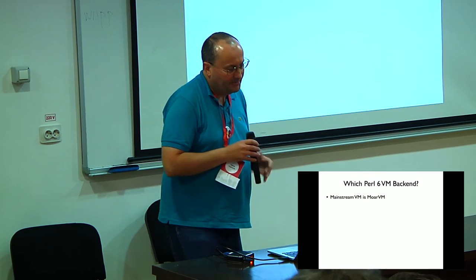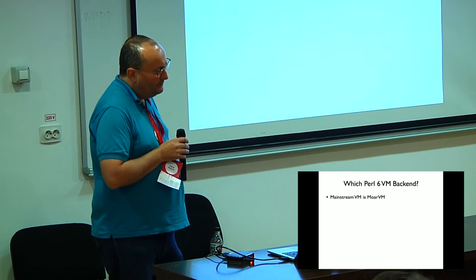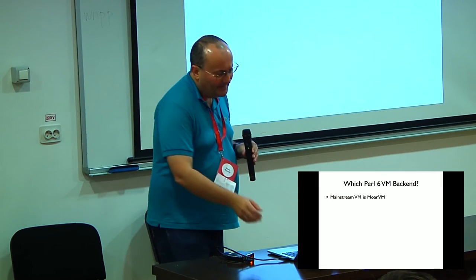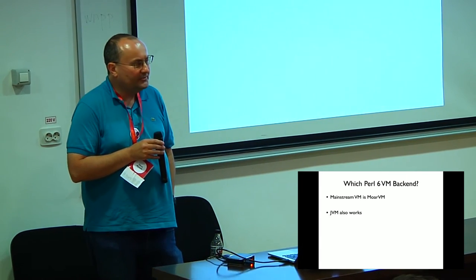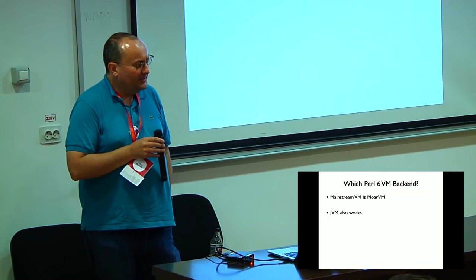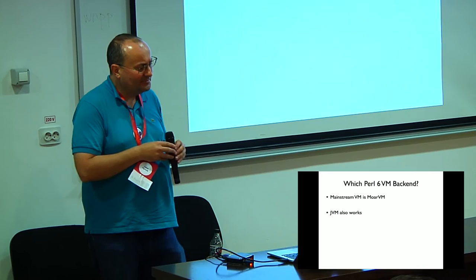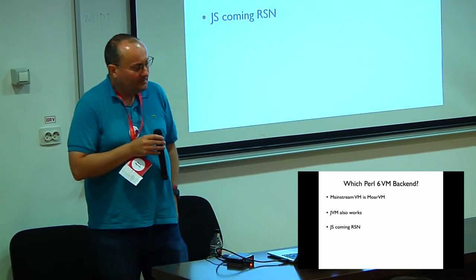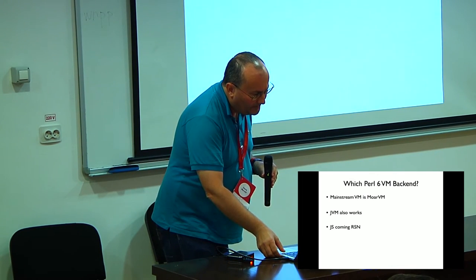So which Perl 6 VM backend? The mainstream one is MoarVM. Most of the optimization work has been done using MoarVM, and that's generally the one I'm going to use. There's also a backend which is based on Java, which is the JVM, and I've included one benchmark, but really for most things the Java one is noticeably slower. There's a JavaScript backend coming soon, but I haven't built that yet, so I can't really comment on it.